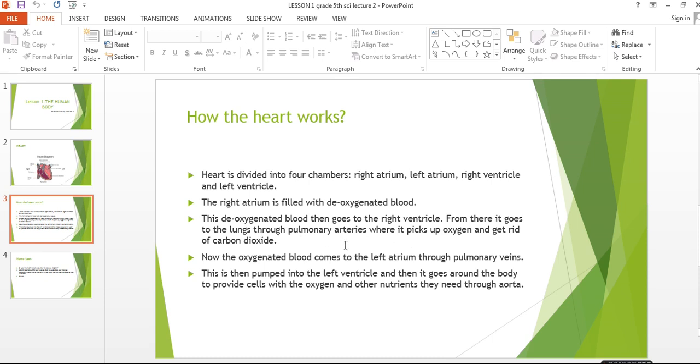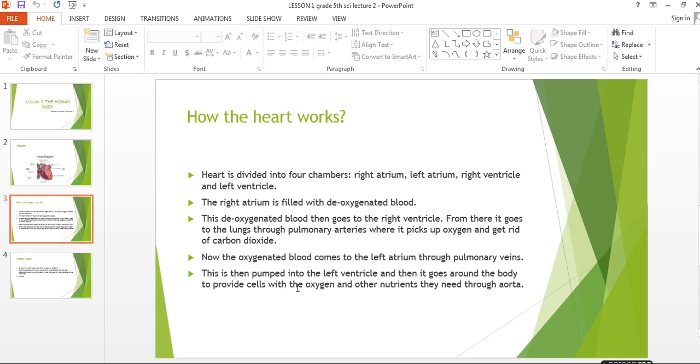What is the function of the artery? It takes blood away from the heart. Why will the pulmonary arteries take the blood to the lungs? To pick up oxygen and get rid of carbon dioxide. When it reaches the lung, obviously it will pick up oxygen and get rid of the carbon dioxide. Now the blood is rich in oxygen, so it is known as oxygenated blood. So now the oxygenated blood comes to the left atrium through the pulmonary veins.